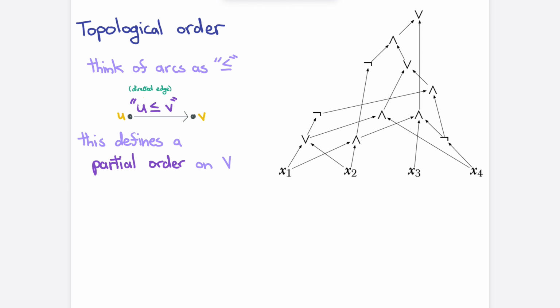There's no clear precedence between x1 and x3. I don't know which one would come first. At some level, it doesn't matter. But you can still do transitive things like, x1 is less than that or above it, which is less than that and above that.